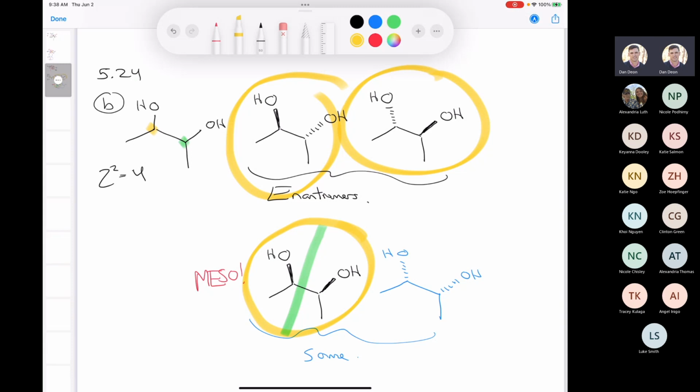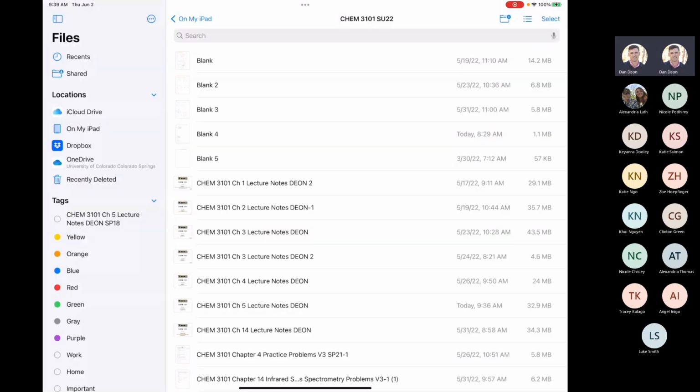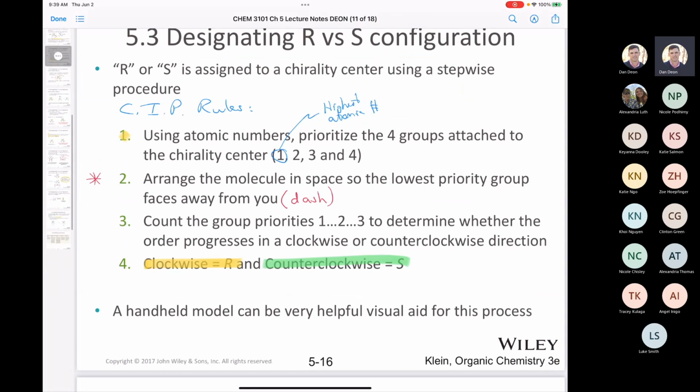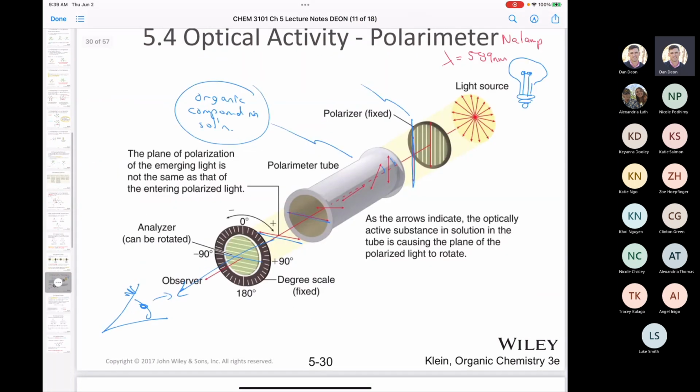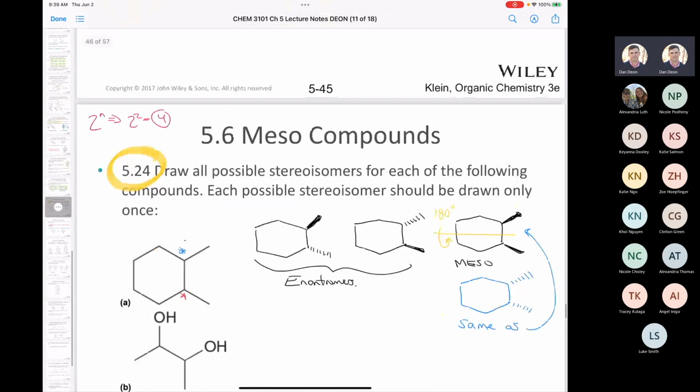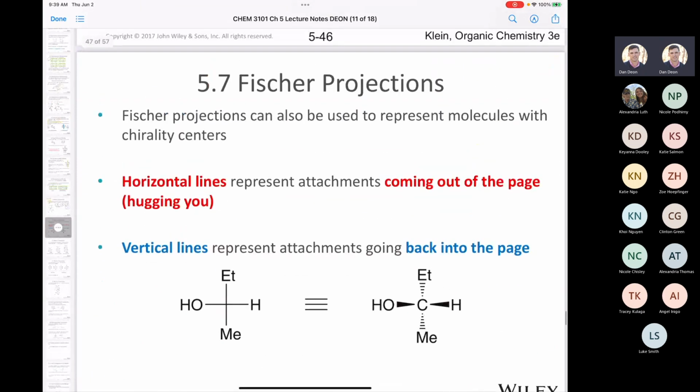Any questions about meso compounds before we move on? And of course, you're going to have to run some practice on that. There's nobody who could master that without a little bit of practice. Okay, well, let's go back to where we were, somewhere down here. Okay, we already discussed plane polarized light, and now we're going to move on to Fischer projections.